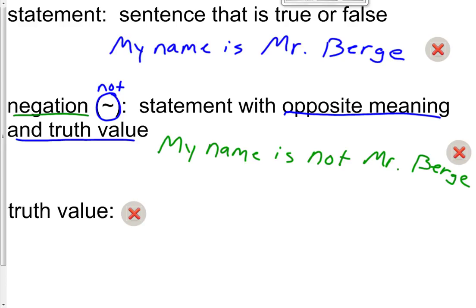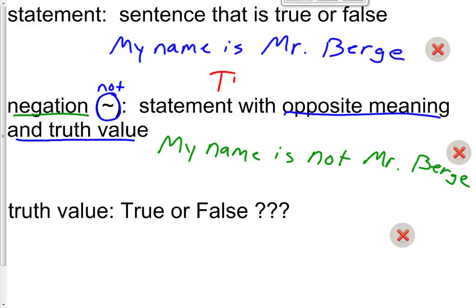So what is truth value? Truth value is just saying whether it's true or whether it's false. For my first statement, my name is indeed Mr. Berge, this is a true statement. So the negation, the opposite meaning, my name is not Mr. Berge, has the opposite truth value. That's a false statement, because my name is indeed Mr. Berge. So that's what a statement is, the negation of a statement, and its truth value.